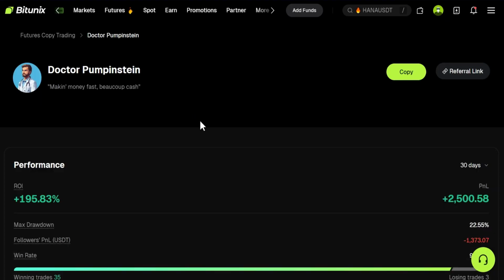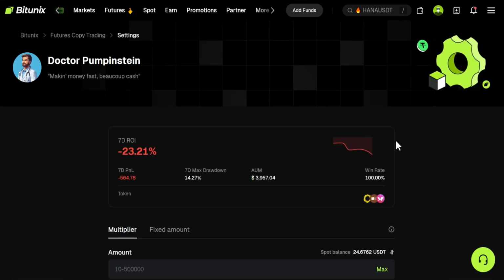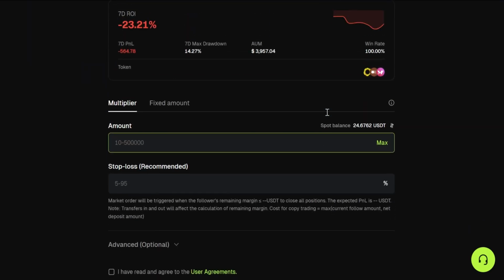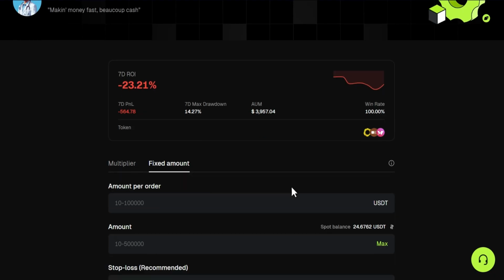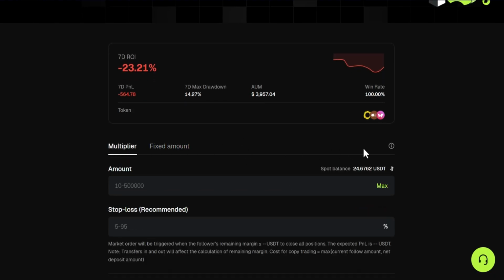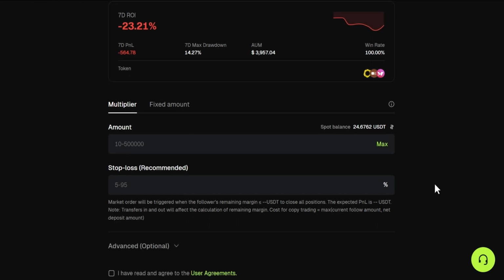Alright, so once you find a trader you like, click the copy button on the upper right side. Now this is where it gets interesting because Bitunix gives you a lot of control over how you copy trade. Bitunix offers two modes, multiplier mode and fixed amount mode. Multiplier mode is when you copy a percentage of your portfolio that matches the lead trader's allocation. The order will be copied proportionally. So if they use 5% of their capital on a trade, you use 5% of yours.